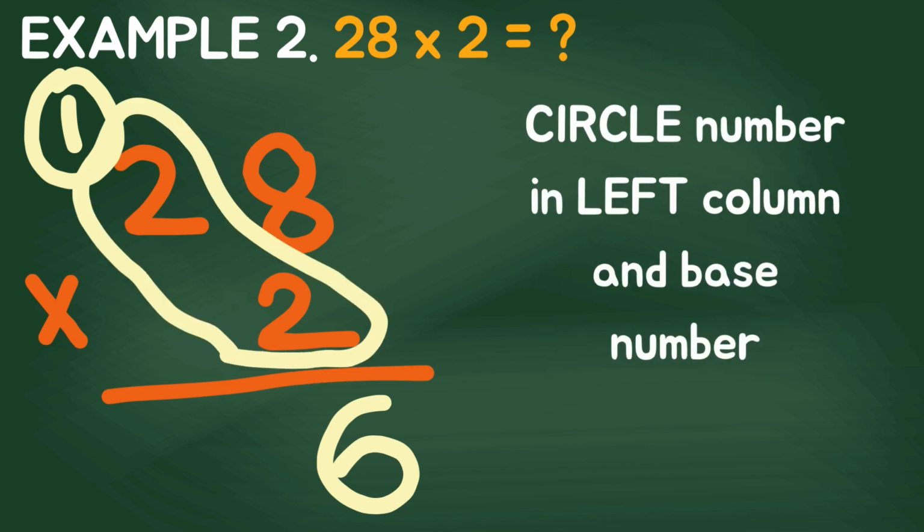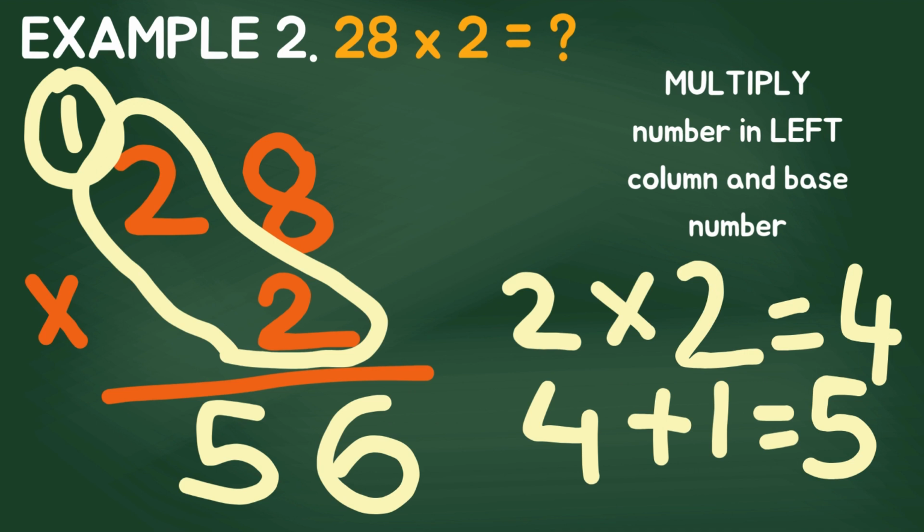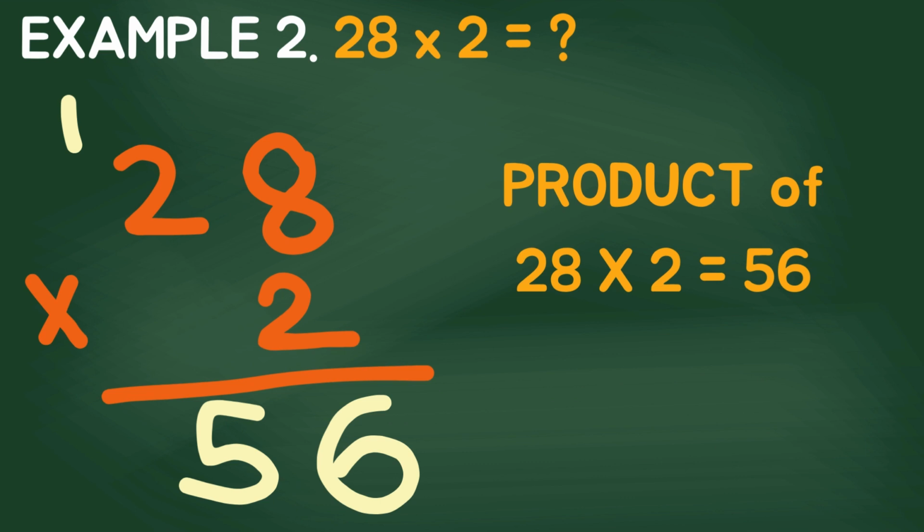Next step is to circle the number in left column and base number. Multiply. 2 multiplied by 2 is 4. We have a carryover of 1. Add 1 to 4. We get 5. Write that down. Hence, the product of 28 and 2 is 56.